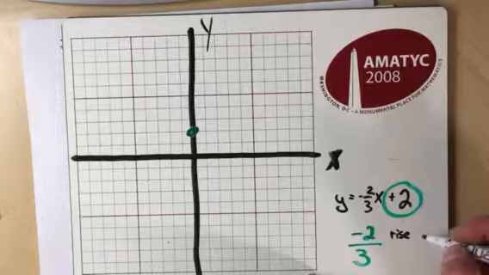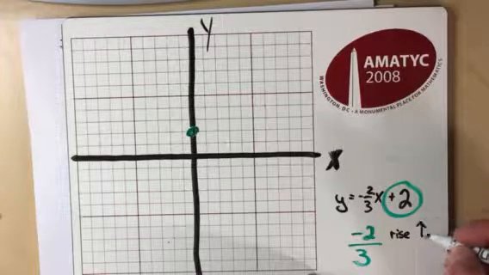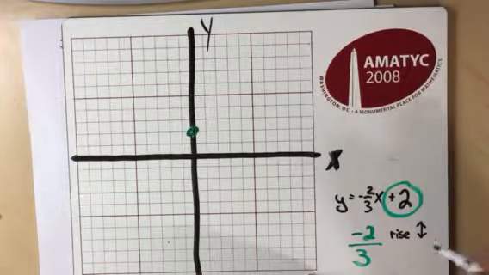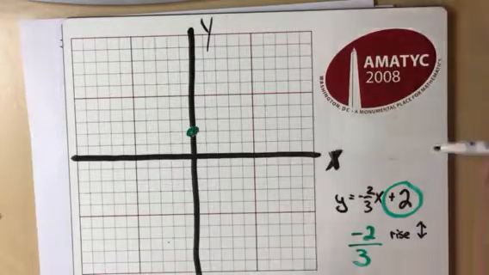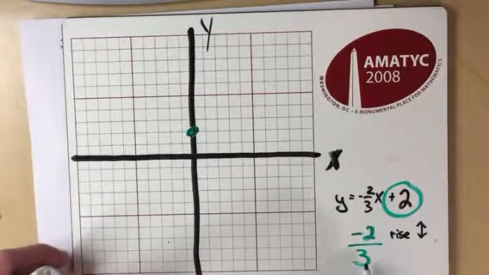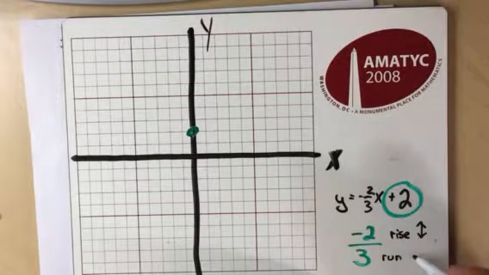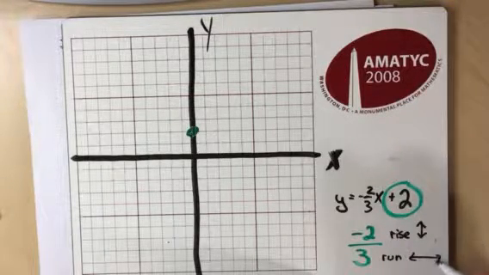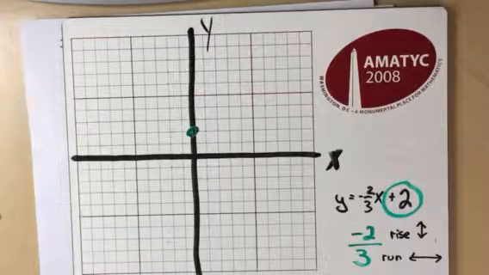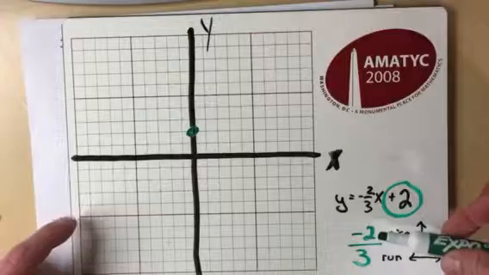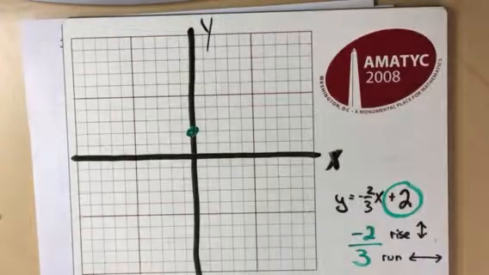Now the top number is often referred to as the rise, which means, how does our line change up and down? What's the vertical change? And the 3, the bottom number, is sometimes referred to as the run, which means, how does our line change left and right? So how the top number compares to the bottom number tells us how steep the graph will be.